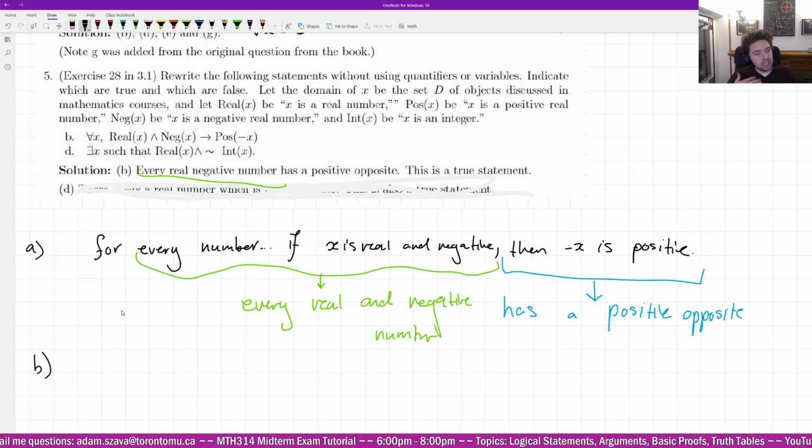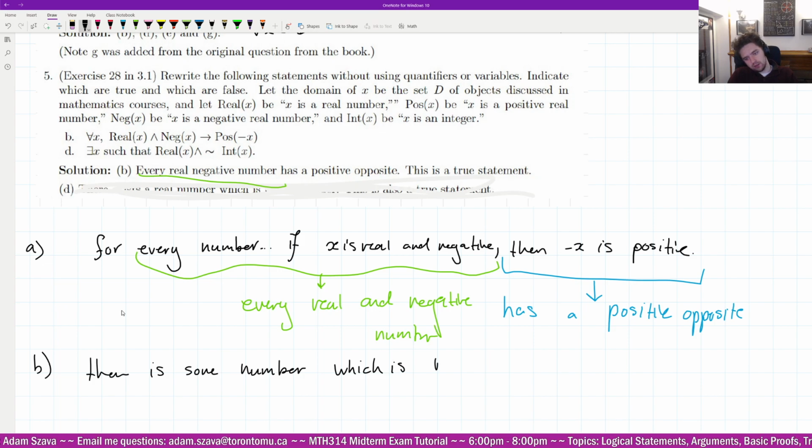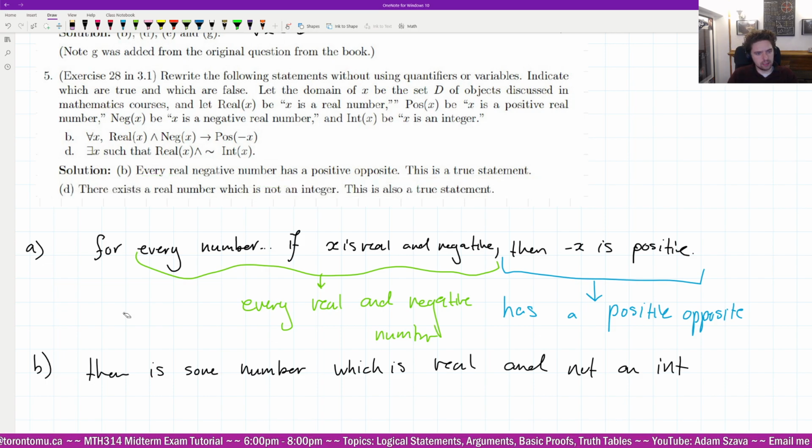For B, they're saying there is some real number that has the property that it's real and it's not an integer. There is some, not some real number, some number. Or technically some object discussed in math classes is the more precise thing. But anyways, we're not trying to be precise, we're trying to translate to English. So there is some number which is real and not an integer. That one's easy. There exists a real number which is not an integer.